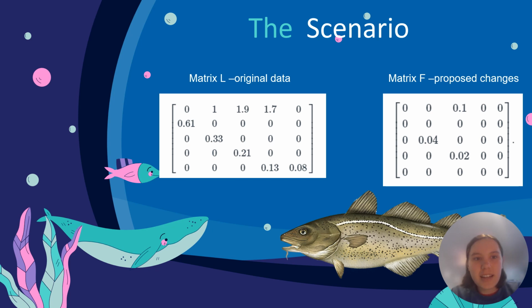The main question that is guiding this investigation is how can populations of cod be sustainably caught to maintain a healthy population level. On the screen, you can see the main data that I'll be working with in this presentation. We have matrix L, which is the original data representing the cod population, which I'll explain a little later, and then matrix F, which is some proposed new technology changes.